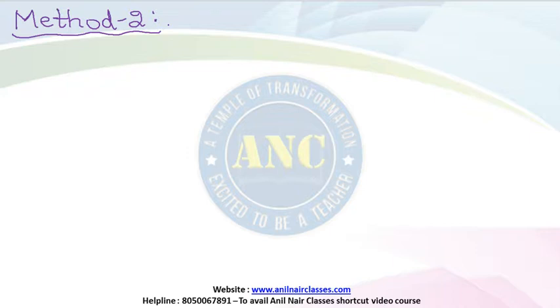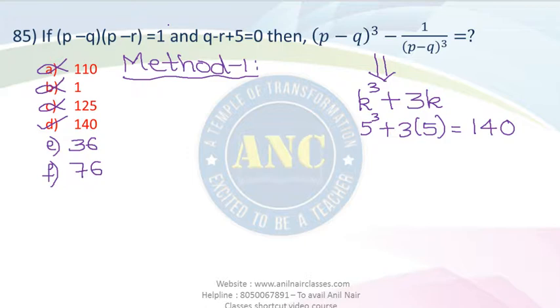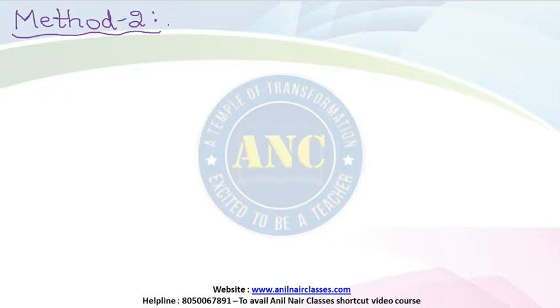whatever they are asking you in the question, they are asking you something called (P minus Q) whole cube minus 1 divided by (P minus Q) whole cube. That is what they are asking you in the question. Again I am repeating, (P minus Q) whole cube minus 1 divided by (P minus Q) whole cube is what they are asking you. Now see here, if I want to find that value, then I should know the value of P minus Q minus 1 divided by P minus Q.